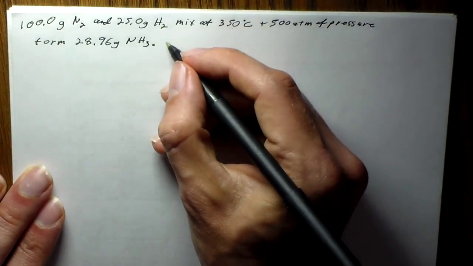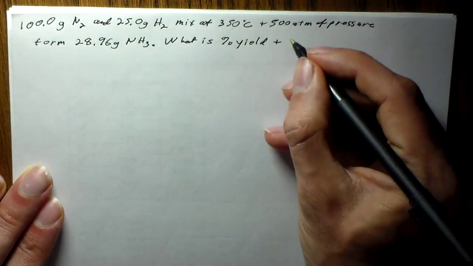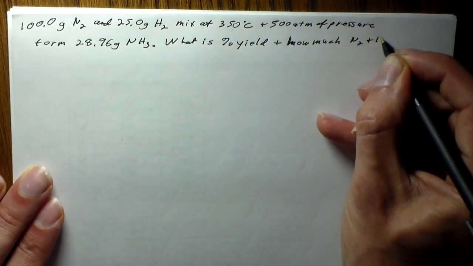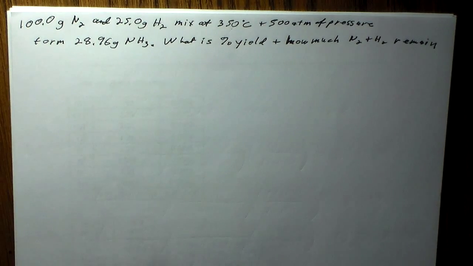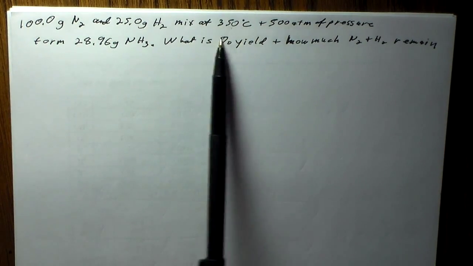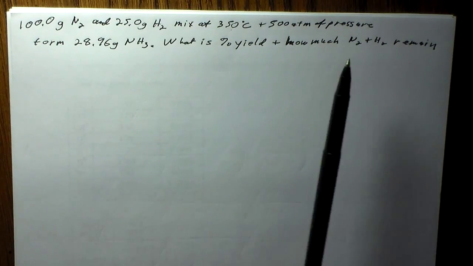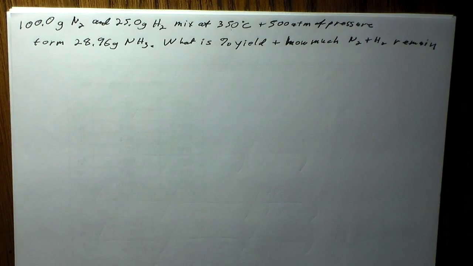And what we want to figure out is, well, what is the percent yield and how much nitrogen and hydrogen remain. We're taking nitrogen, hydrogen, mixing them together at high temperature and pressure, and out of this we get this many grams of ammonia, so we're just trying to figure out, well, what is our yield, and also how much nitrogen and hydrogen from the original reaction are actually still going to be around. So, a bunch of parts to this.